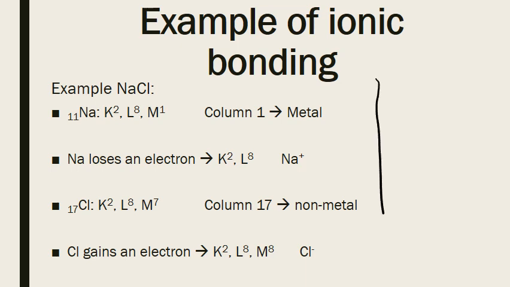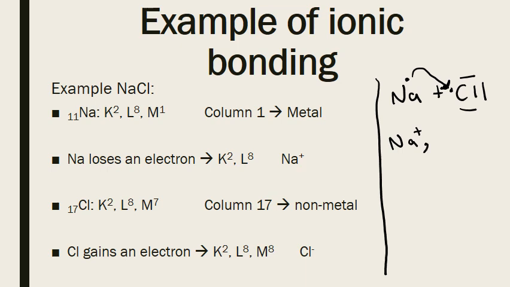So if we were to draw the ionic bond, we've got Na. This has 1 electron, plus Cl. This has 7 electrons. Remember, to show the transfer of electrons, we draw an arrow. This becomes Na+, because it has lost an electron, and Cl-. This is called the Lewis dot symbol.